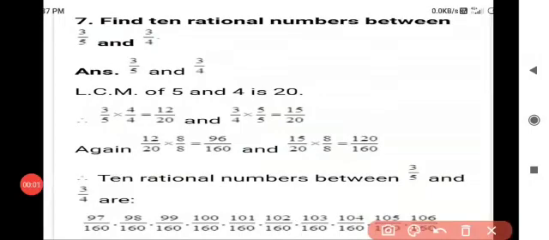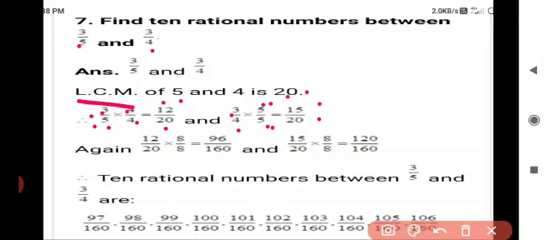Sum number 7. Find 10 rational numbers between 3 by 5 and 3 by 4. See, the denominators are not equal. So we want to take the LCM. The LCM of 5 and 4 is 20. 5 into 4 is 20. So we need to convert the terms to denominator 20. So 3 by 5 into 4 by 4: 3 4s are 12, 5 4s are 20, and 3 by 4 into 5 by 5: 3 5s are 15, 4 5s are 20.